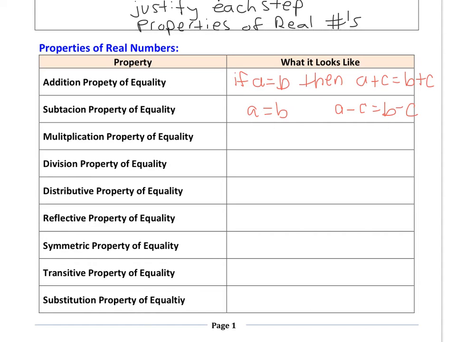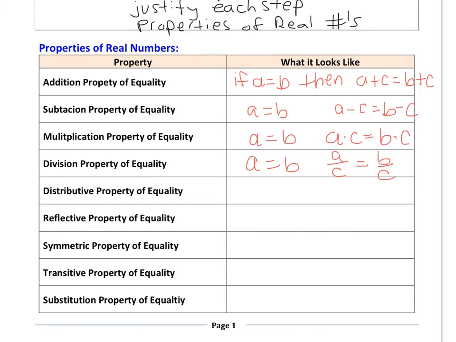Likewise, multiplication property of equality. A equals B. I can multiply both sides by the same quantity: A times C equals B times C, and still maintain equality. Division: A equals B. I can divide both sides by the same quantity, so A divided by C is going to equal B divided by C. All of these things we do by second nature when we solve equations. We just don't think about it in this level of detail.